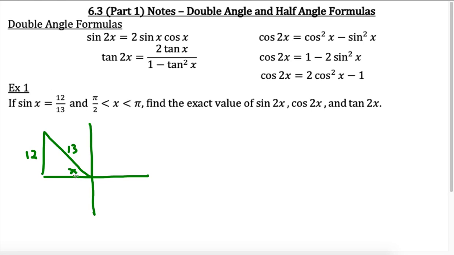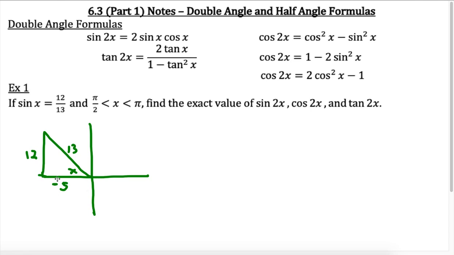Okay, so I need to find this missing side. Now, we could use the Pythagorean theorem, but this is a Pythagorean triple. If you recognize that this is a 5, 12, 13, right off the bat, I can say that this is negative 5, because the x value would be negative over here. We do need to recognize that.